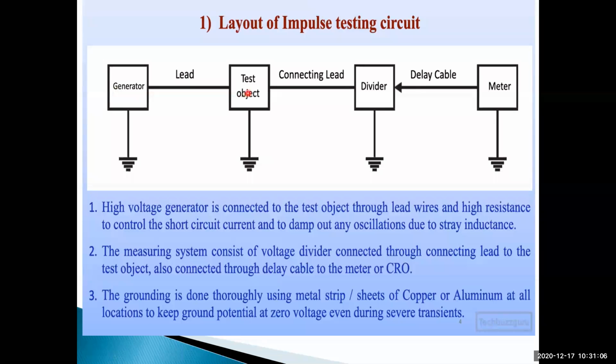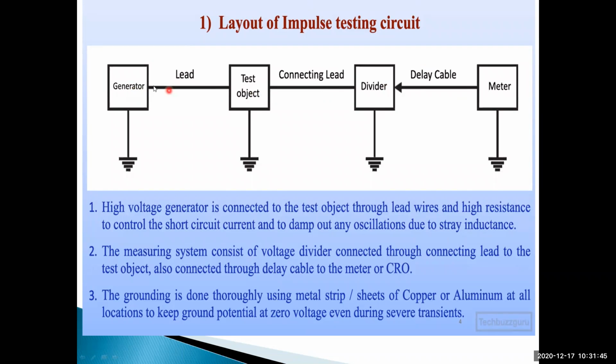For example, if you want to test a circuit breaker, you place it here, and we have to maintain proper distance. This is one location, this is another location, and the divider is also one location. If the test object fails, that is very dangerous to the equipment beside it. If the test object fails because of the very high impulse voltage, there may be a disturbance in the divider and meters. That's why we have to maintain proper distance between the generator, the test object, and the measuring equipment.